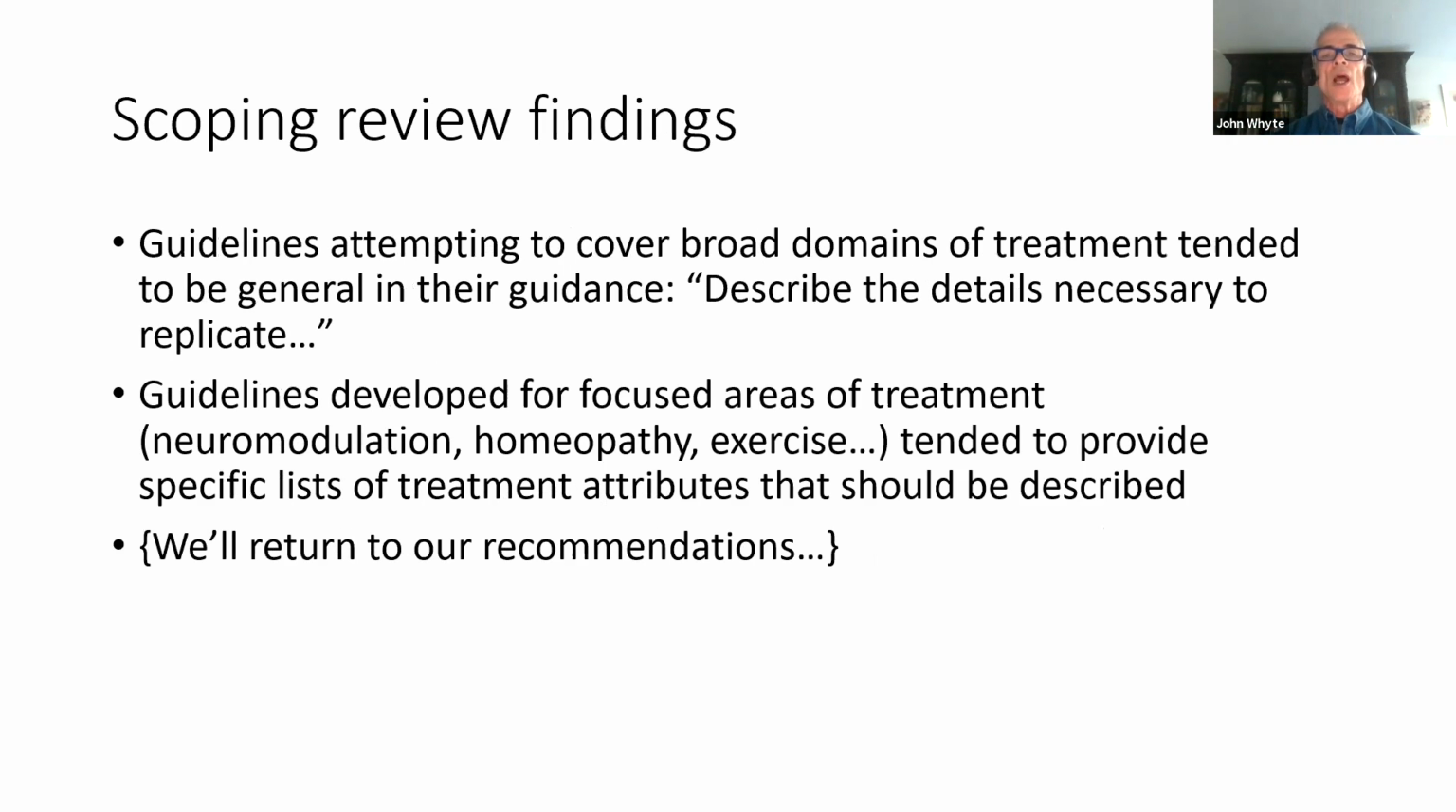Next. And the really interesting broad finding was that there were some guidelines that were attempting to cover a very broad domain of treatment reporting. And when that was the case, they tended to be very open-ended, like describe the details needed to replicate. But there were other guidelines that were developed for very focused areas of treatment, neuromodulation, homeopathy, and so on, exercise. They tended to provide very specific lists of treatment attributes that should be described. So I'm going to get back to our recommendations about what to do about that, but that was a key finding as we looked at the existing reporting guidelines. Next.